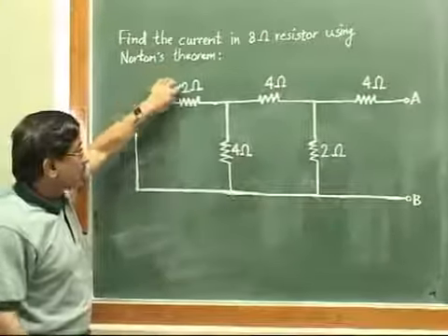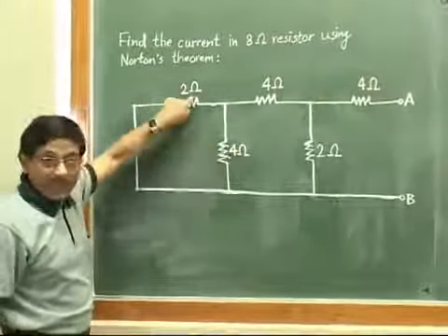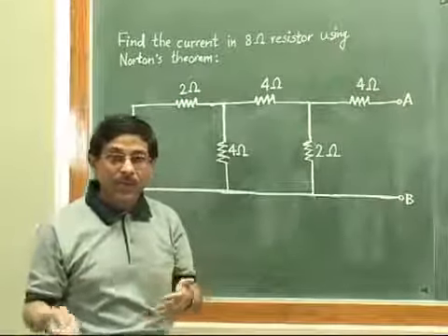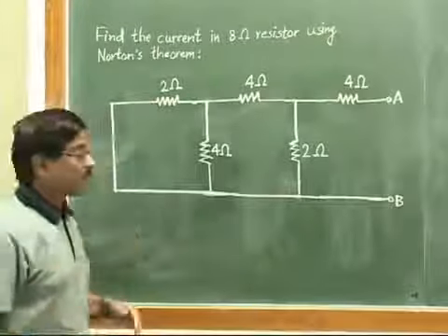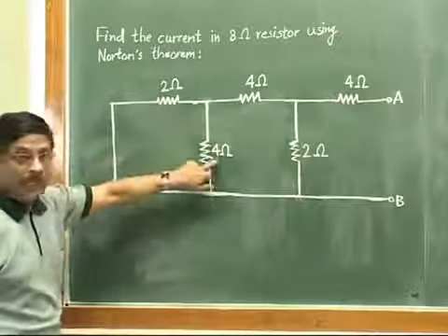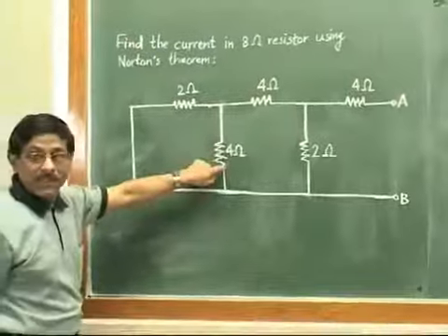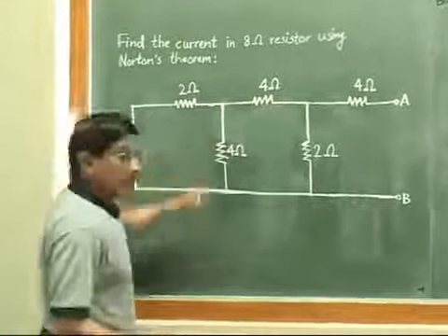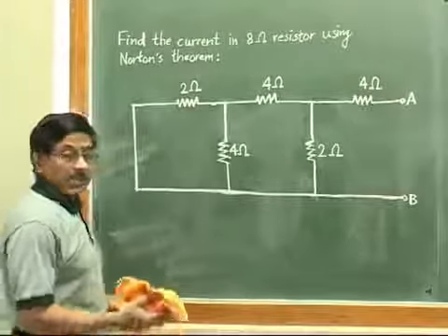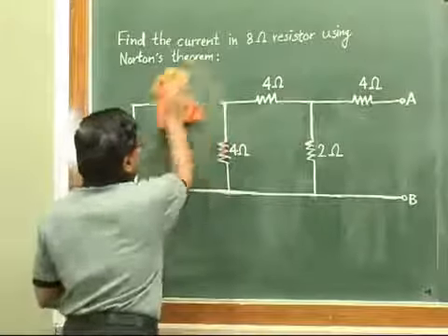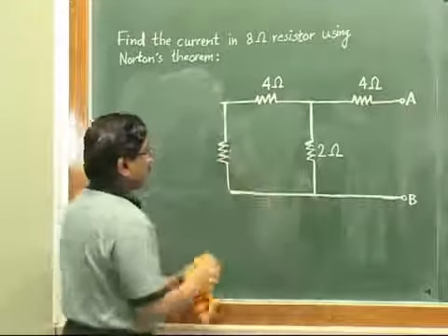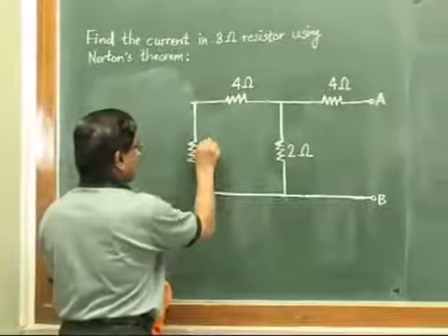What is the parallel combination of 2 and 4? The parallel combination of two resistances R1, R2 will be R1 R2 divided by R1 plus R2. So 2 into 4 is 8 divided by 2 plus 4 is 6. So 8 by 6 is 4 by 3. So instead of this 2, we now show a single resistance of 4 by 3. So I will just show it like this. Your circuit reduces to this particular thing, and this value will now be 4 by 3.